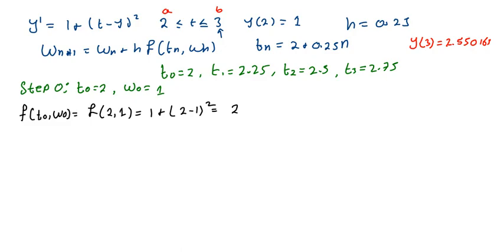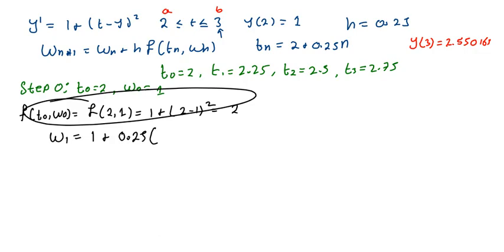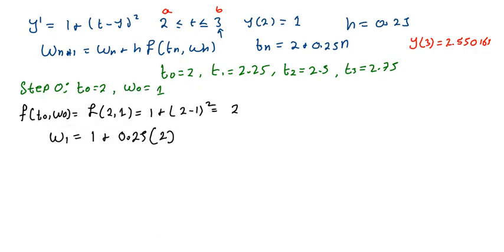Okay, so this is not all. So now that's when you can get back to, because for step 0, it simply means your n is equal to 0, right? So it simply means this is going to be w1 is equal to w naught, which you already have in the equation, is 1, plus h, which is 0.25, multiplied by this here we have already evaluated, this part here. And this equals what? It equals 2, and you're going to end up with 1.5.